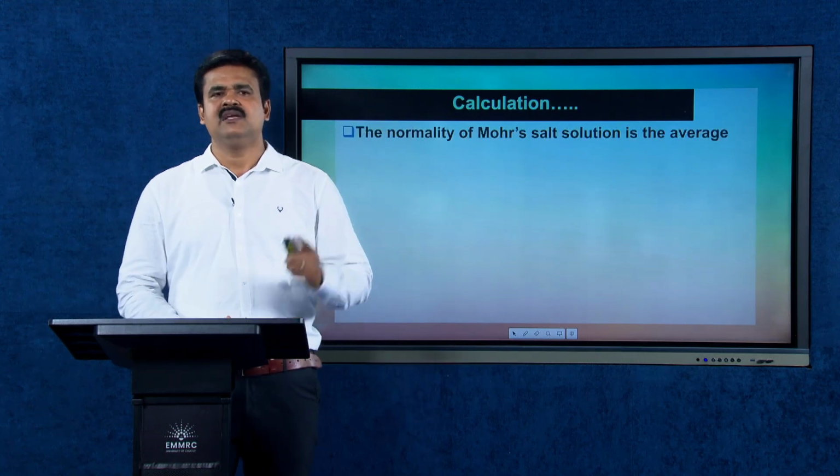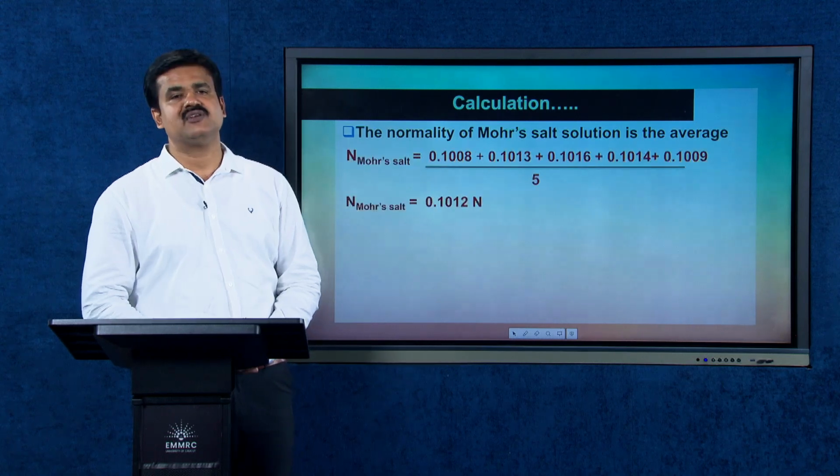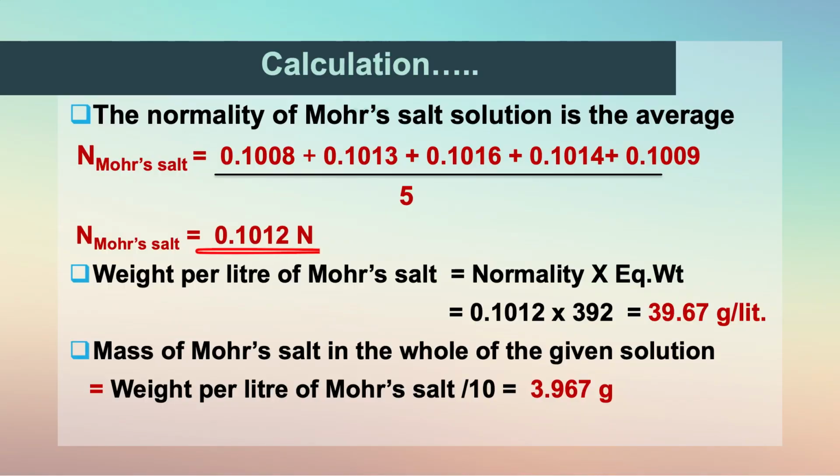So, the normality of the given Mohr salt solution is the average of all these 5 values, and you can take the average like this. N Mohr salt will be equal to 0.1012 normal. The weight per liter of the given Mohr salt is equal to normality multiplied with equivalent weight, that is 0.1012 multiplied with the equivalent weight of Mohr salt, that is 392. You will get the weight per liter as 39.67 gram per liter.